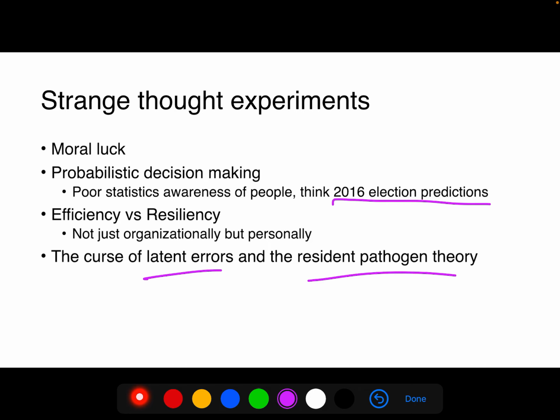This is covered a lot more in Reason's book. So if you want to double back to that for your presentations, feel free. But that's something I wanted you guys just to be aware of, right? And the difference between latent errors and active errors and things.